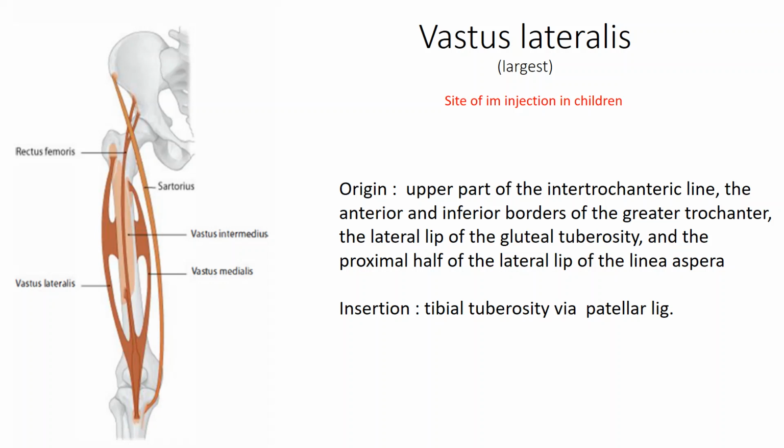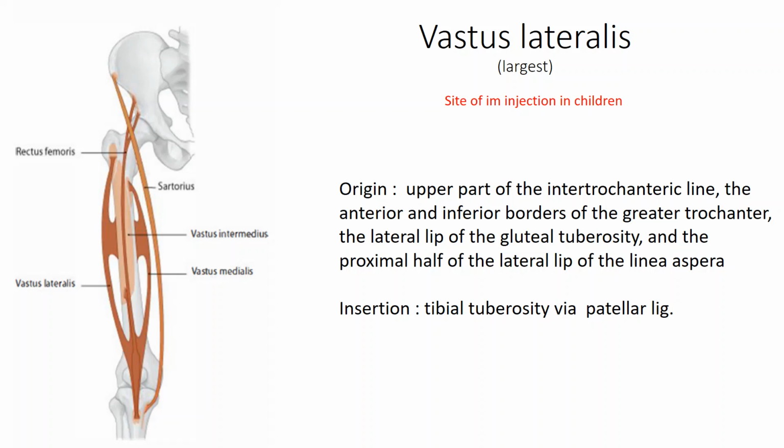Now the next muscle is the vastus lateralis. Vastus lateralis has a long origin. It starts from the upper part of the intertrochanteric line, then along the anterior and inferior border of the greater trochanter, then in continuity with the lateral lip of the gluteal tuberosity, and then continues along the proximal half of the lateral lip of the linea aspera, which is lying posterior. So that's how it originates.